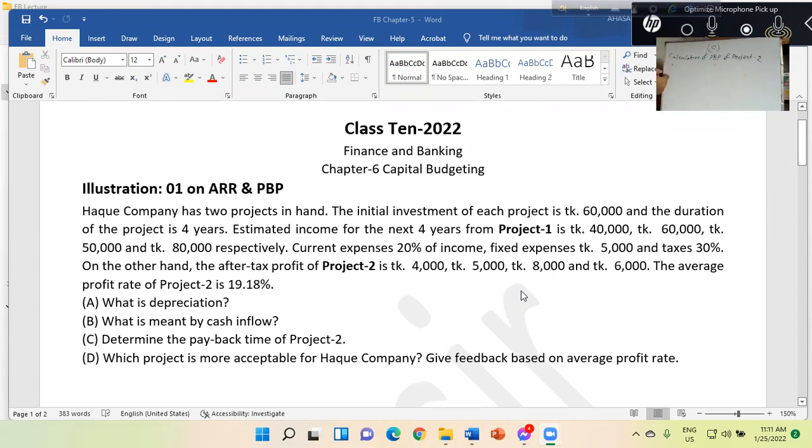So, determination of cash flow. We have to add 15,000 with after tax net profit. So we have to draw a table. Year 1, year 2, year 3, year 4. Description. After tax profit.